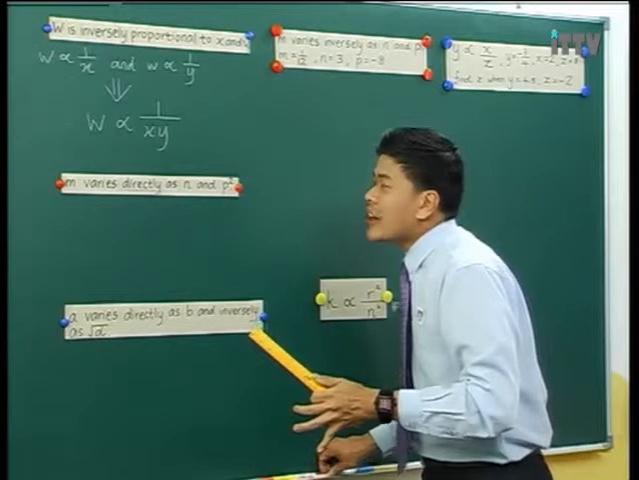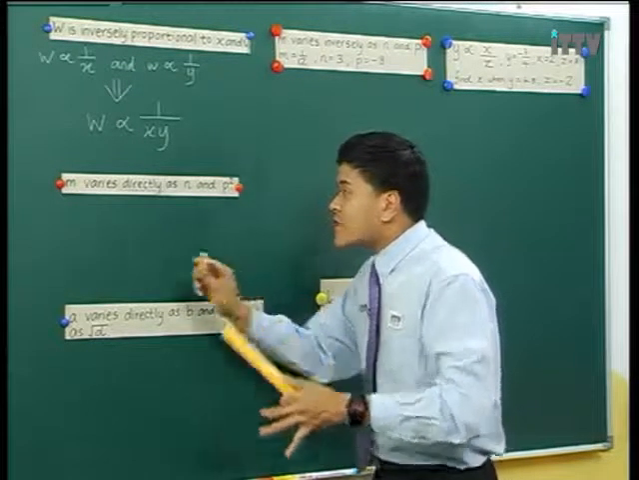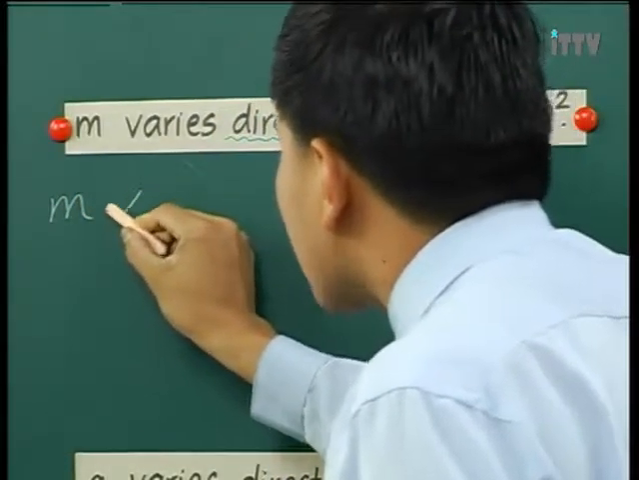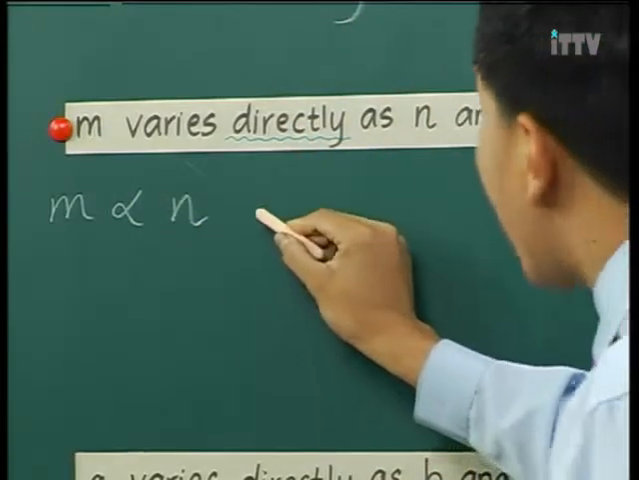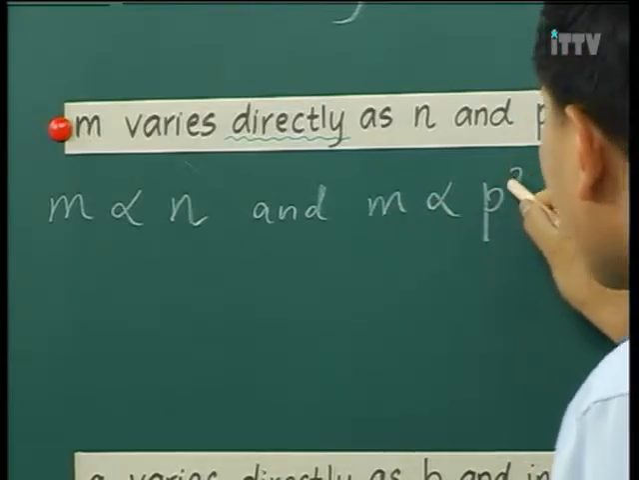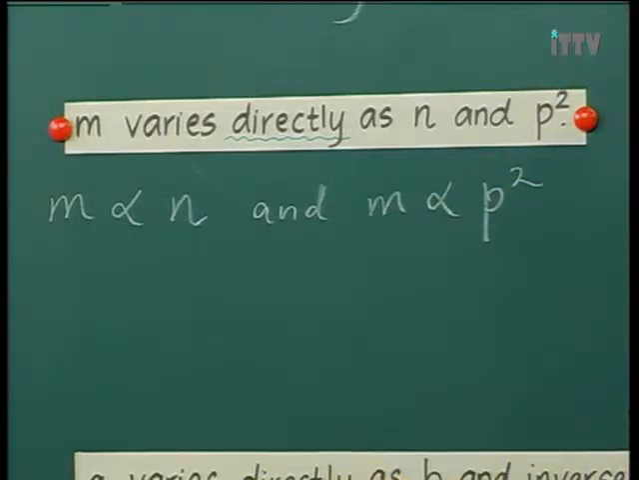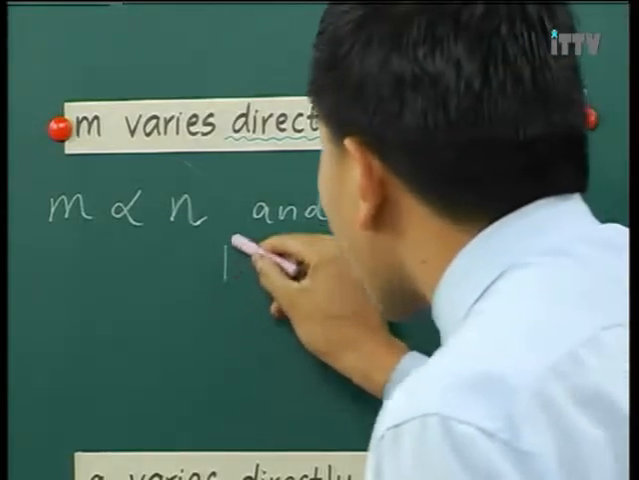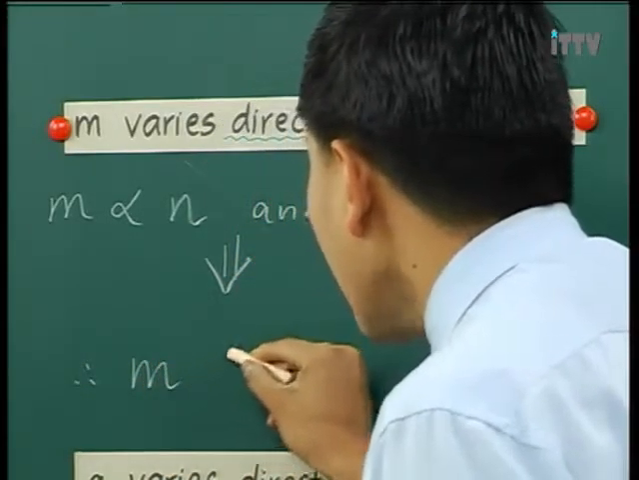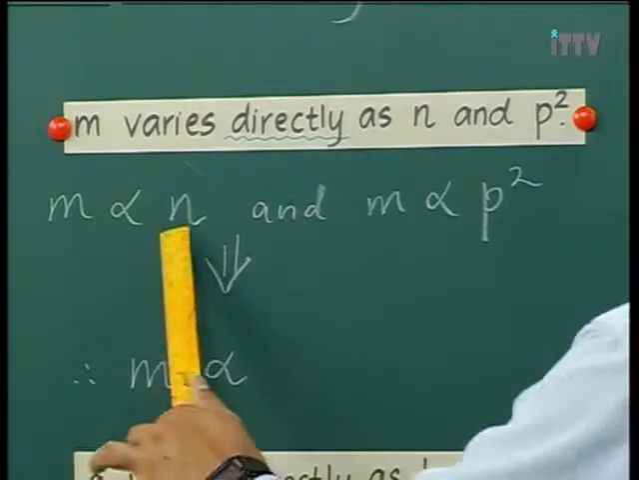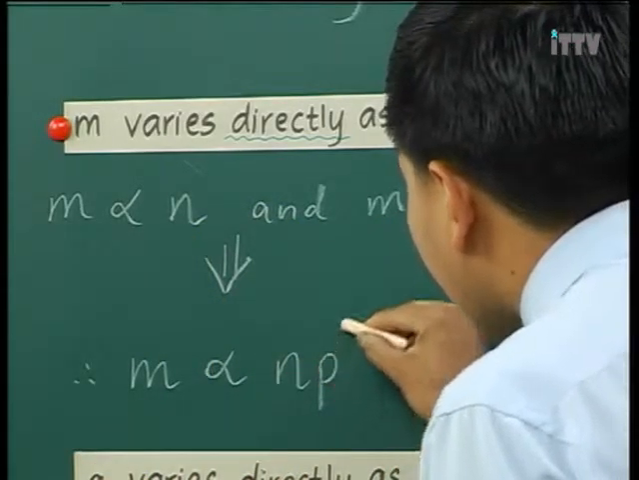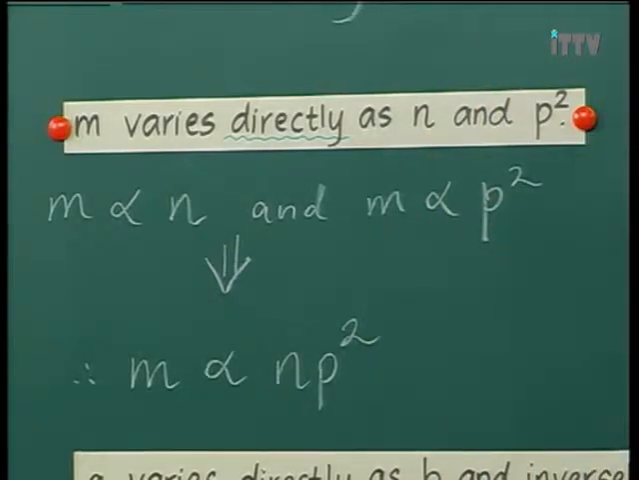So how do we write a joint variation involving three of them? First of all, let's write them separately. M varies directly as N. That is one of them. The second one, M varies directly as P square. We have learned how to do this. Now, when we combine them, you just combine them together. So M will vary directly as N and P square. Because both are direct variation, just write them together. So there you go, you have a joint variation.